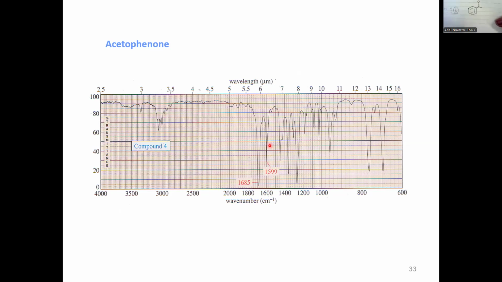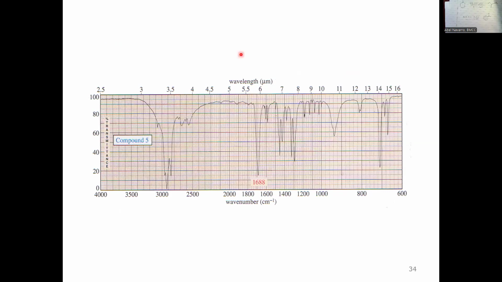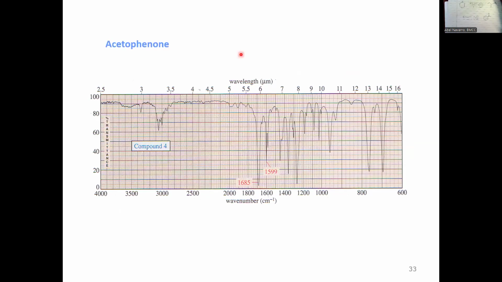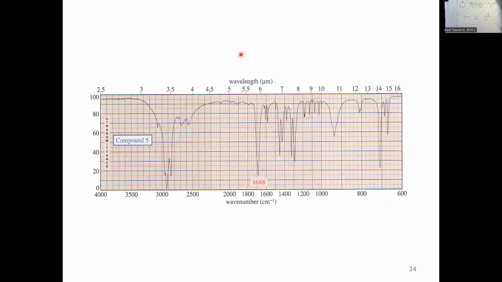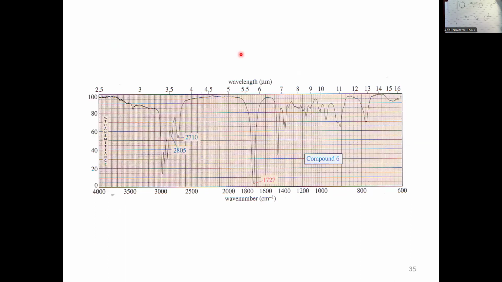Okay. Now this one is a little bit confusing because it's 1685. 1685 looks like an amide, but your compound has no nitrogen. It doesn't show the formula. I mean, if you show the formula, you can distinguish between an amide, right? But this one doesn't really, but that's okay.